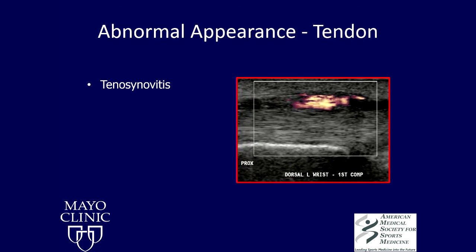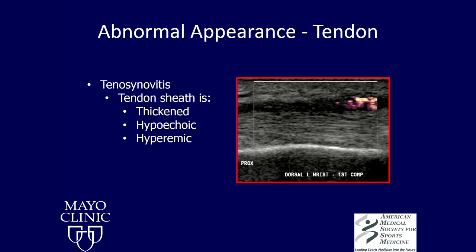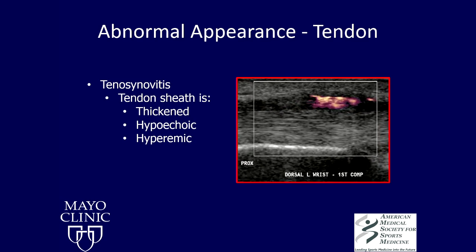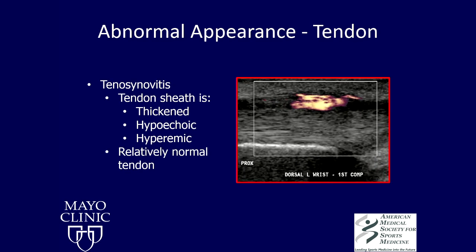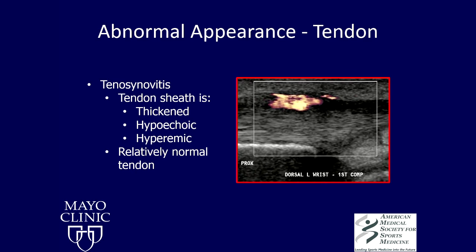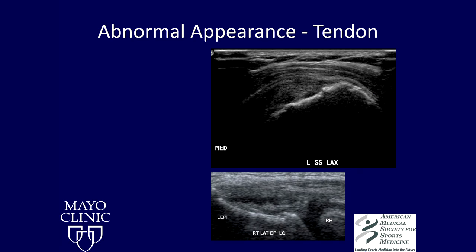Now that needs to be differentiated from tenosynovitis, where you have inflammation of the tendon sheath in the synovial lining. So you're going to see thickening and hypoechogenicity of that tendon sheath along with hyperemia. But inside of that tendon sheath, usually the tendon is going to look relatively normal.